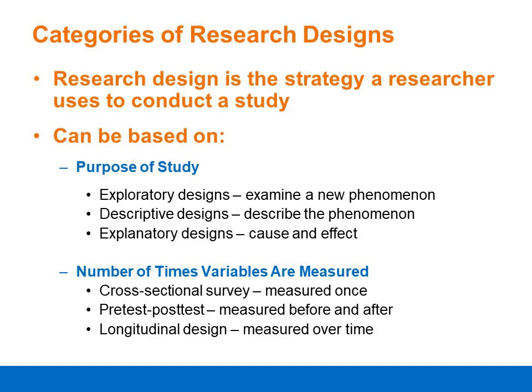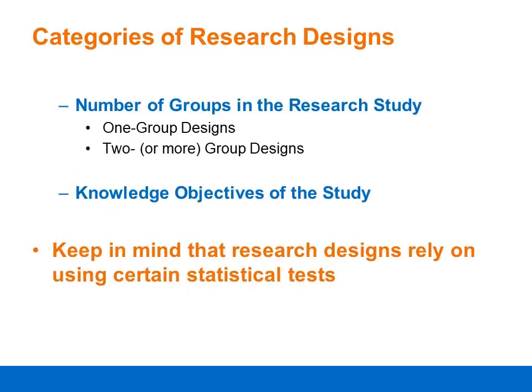Studies can also be classified according to the number of times a variable is measured. In cross-sectional surveys, the variables are measured once at a particular point in time. Pre-test, post-test studies measure the variables before and after a particular event, such as an intervention. And longitudinal studies measure a phenomenon over time. For example, a longitudinal study of autism might follow children from birth into adulthood.